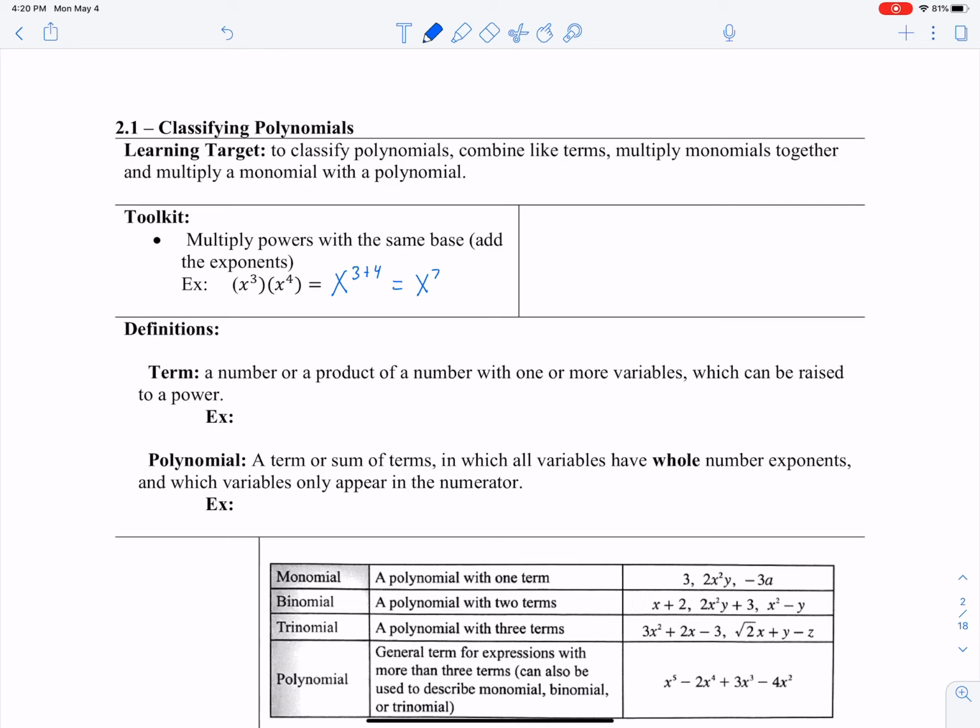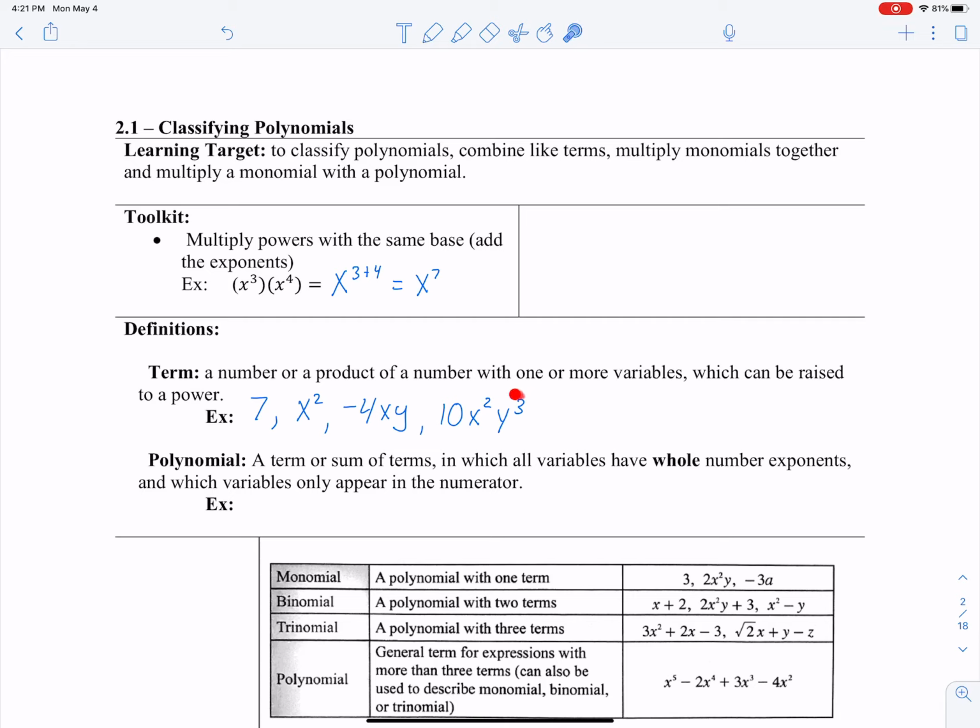Some definitions. A term is a number or a product of a number with one or more variables which can be raised to a power. So what that means is all of the numbers and letters in the term are stuck together. They're all multiplying. So for example, you can have 7. You could have x squared, that's a term. You have minus 4xy is a term. You could have 10x squared y to the 3. Okay, these are all terms.